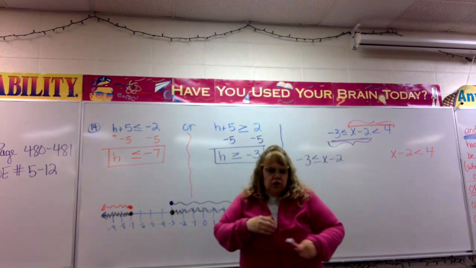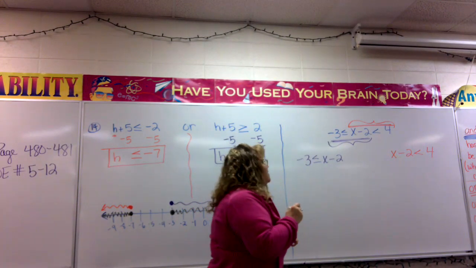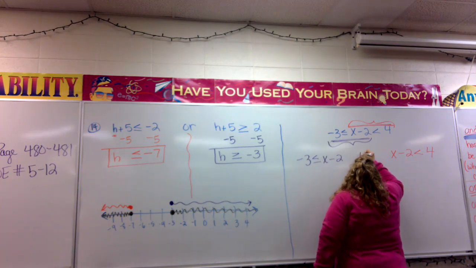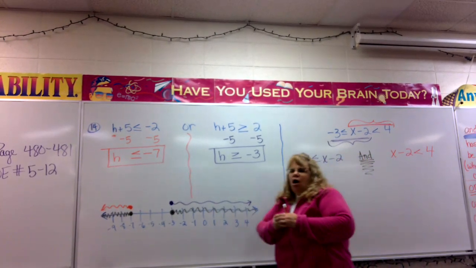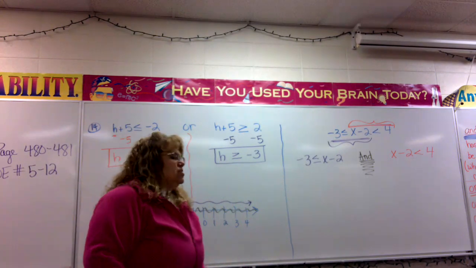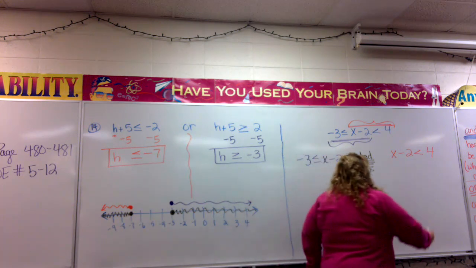And then what about the word in between? And, or? When it's written like this, all as one thing, it's always an and problem. It's always going to be an and problem. And then you just solve it like we did the other day. Since I have red in my hand, let's solve this one first.